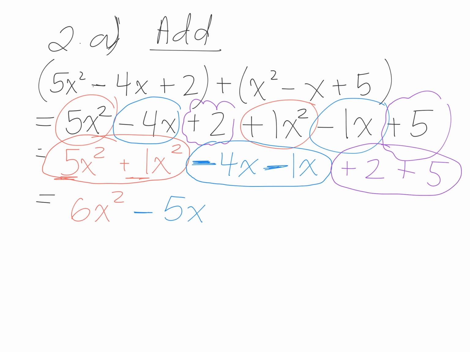And last but not least, 2 plus 5 equals positive or negative 7? Positive. And that's your final answer.